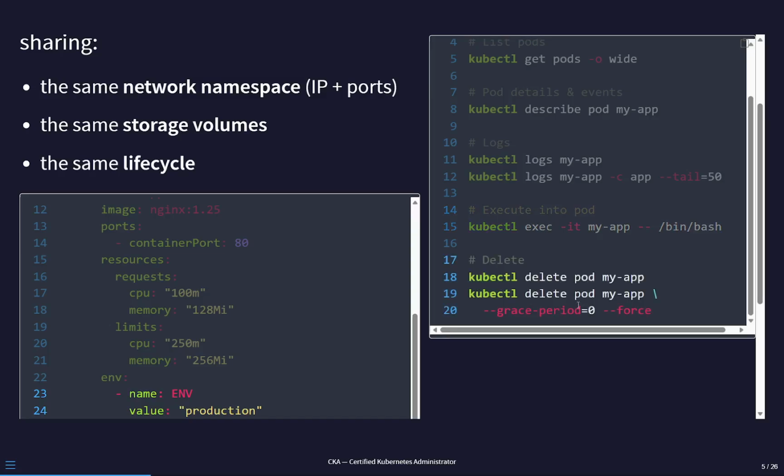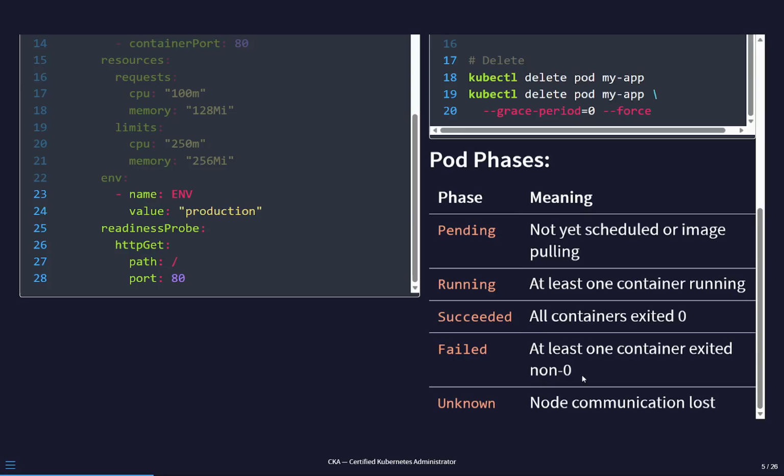Click. And at the bottom, the 5 pod phases. When a pod is first created, it enters Pending, while the scheduler assigns it and the image is pulled. Then Running. Succeeded means all containers exited cleanly with code 0. Failed means at least one exited non-zero. And Unknown means the node stopped reporting, usually a network problem.